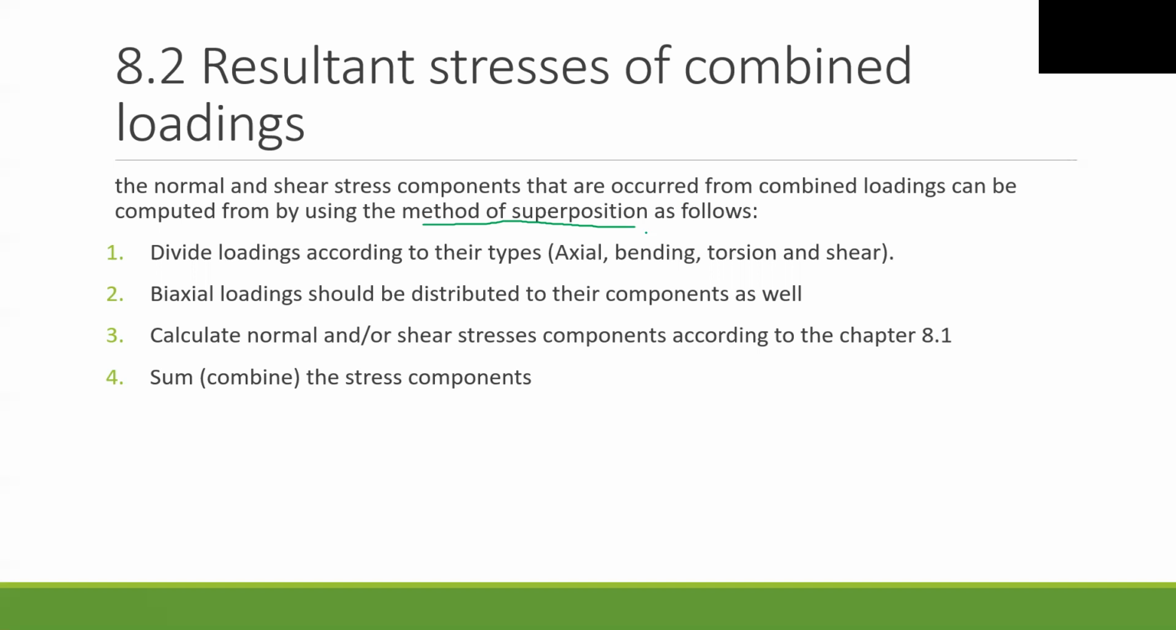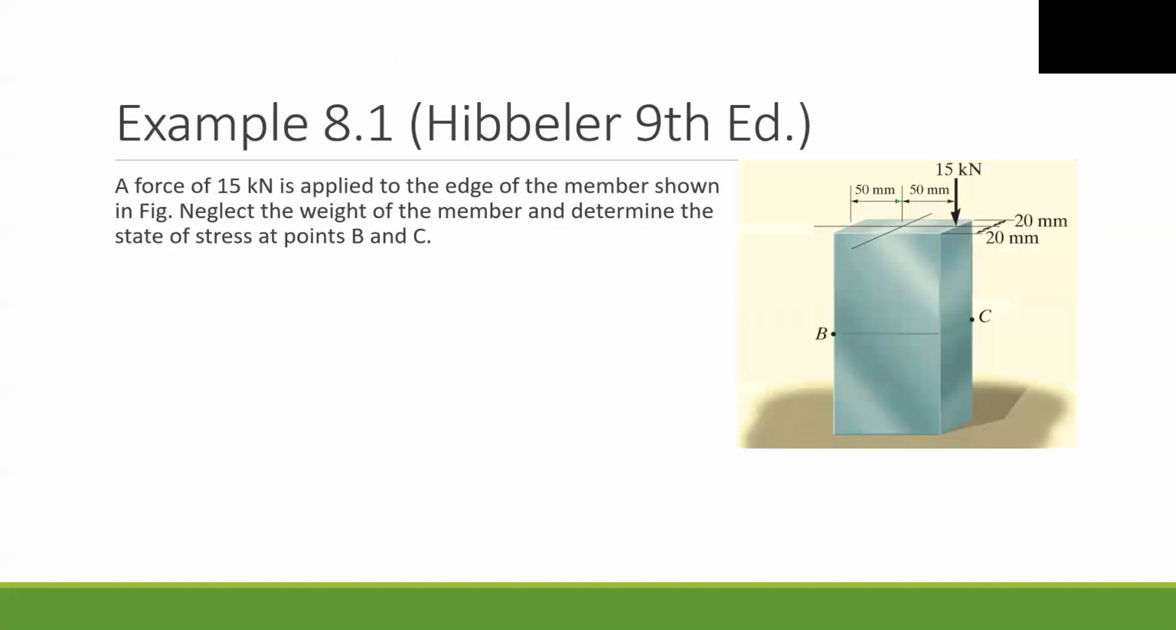I already told you in section 8.1 how we can obtain these stresses. Then after that, we obtain all types of normal and shear stresses. Also, we consider the direction. For example, one is tension, one is compression, one shear is going upward, and one is going downward. We categorize, then we combine them as vector components. After summation, we obtain the real value, the resultant value, and this is the result of our problem.